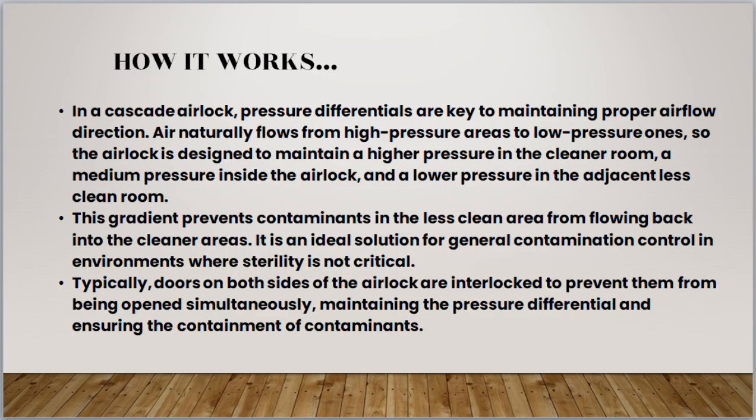Let's see how it works. In a cascade airlock, pressure differentials are key to maintaining proper airflow direction. Air naturally flows from high pressure areas to low pressure ones. So the airlock is designed to maintain a higher pressure in the cleaner room, a medium pressure inside the airlock, and a lower pressure in the adjacent less clean room. This gradient prevents contaminants in the less clean area from flowing back into the cleaner areas. It is an ideal solution for general contamination control in environments where sterility is not critical. Typically, doors on both sides are interlocked to prevent them from being opened simultaneously, maintaining the pressure differential and ensuring the containment of contaminants.